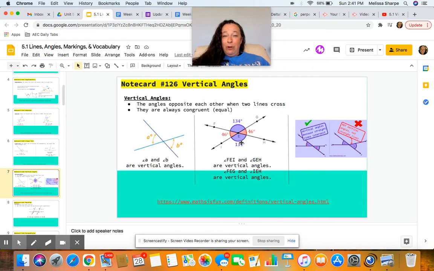They are 134 degrees. Side note, this purple and this pink would add to 180 because they're supplementary. They're a linear pair. They make a straight line. All of it goes together. There's such beauty in geometry, so that's pretty cool.